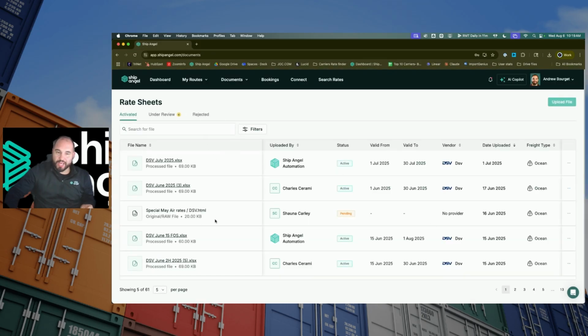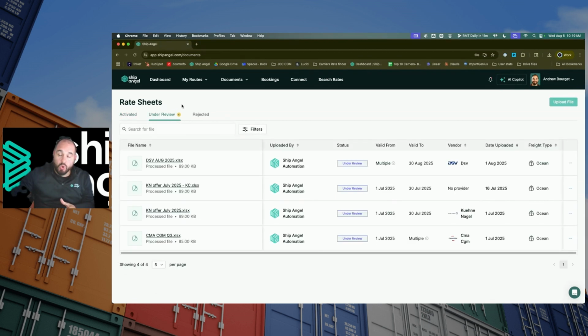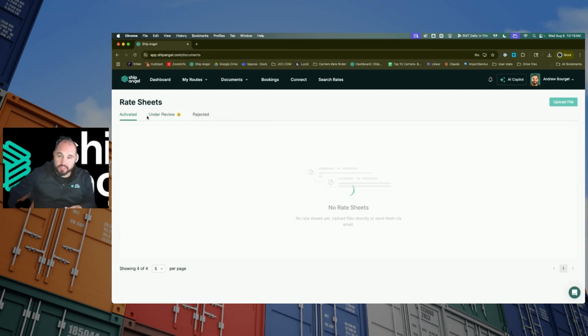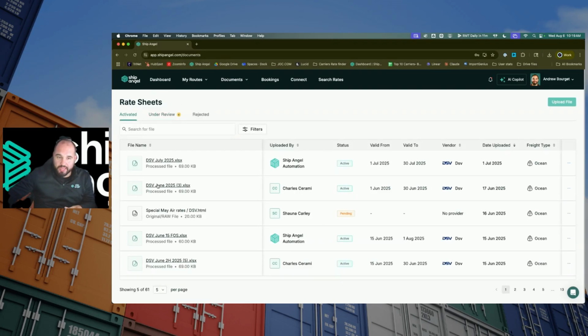What this does is allow you to get ultimate visibility and control into the rates that are coming into your platform, whether it be on a quotation basis or a contract amendment basis. I know what rates are coming in. I know what team members are processing what rates. And if there's ever a question of, hey, this DSV rate from June, it doesn't look right, let me take a look at the original file.